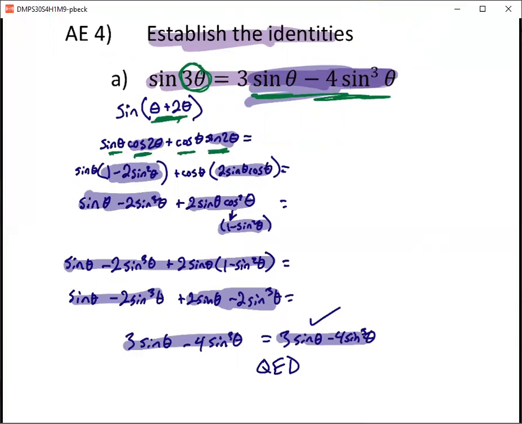So if you ever see a 3 theta, your thought is let's break it up into 2 theta plus theta. If you ever see a 4 theta, you could do 2 times 2 theta, you could do 2 theta plus 2 theta, but really you want to break it up into the sum of a bunch of these.